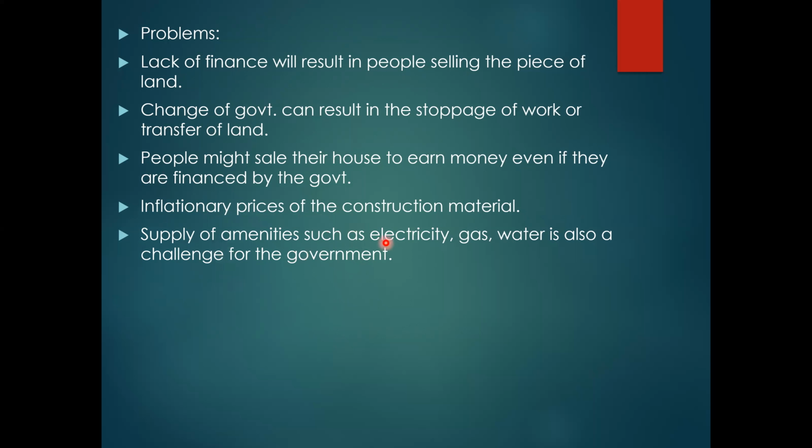Supply of amenities such as electricity, gas, and water to the areas of self-help schemes might also be a challenge for the government. So these are some of the issues. Usually a 6-mark question comes for the self-help schemes, wherein you are required to explain the advantages and the problems of the self-help schemes.